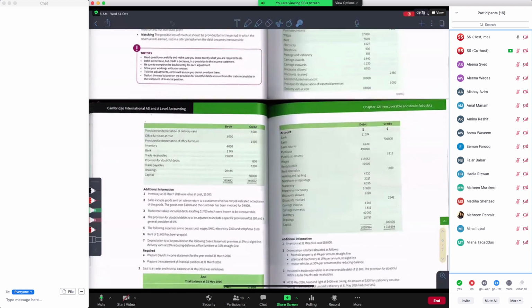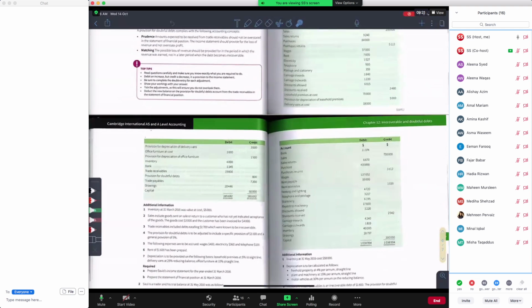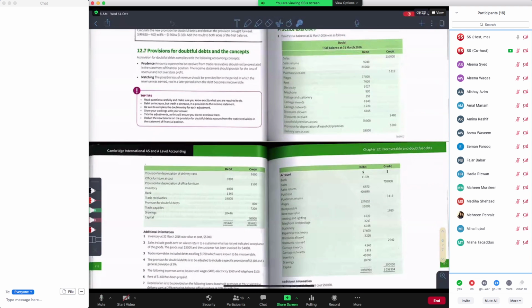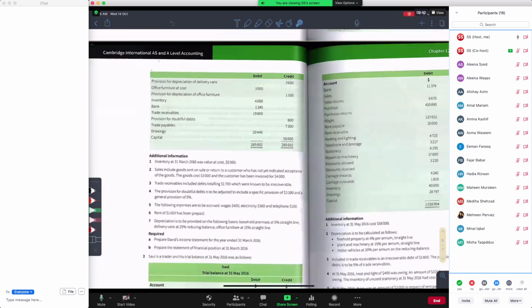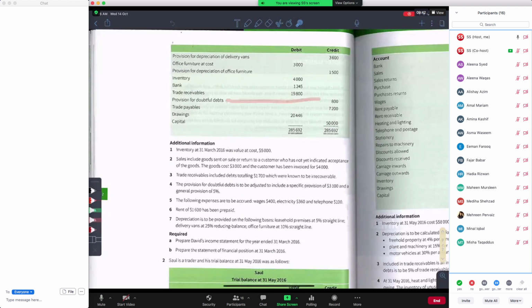And then we have the usual trial balance. We have the discounts allowed and discount received. We know how to treat them. There is carriage inwards and carriage outwards as well. So we are familiar with all of these beforehand. We have the provisions for depreciations, and now there is provision for doubtful debts here.